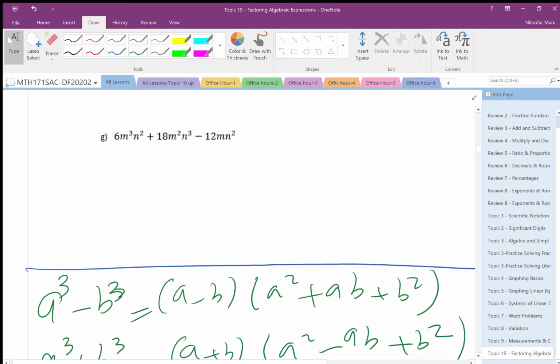Okay, so how about here? Here, do you see anything? Okay, yes, 6 is common, n squared, yes, but m is common. Okay, so 6 n squared m, which is n squared is gone, 6 is gone, m squared plus 3mn minus 2.